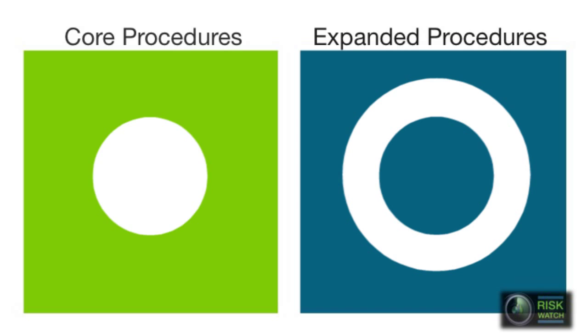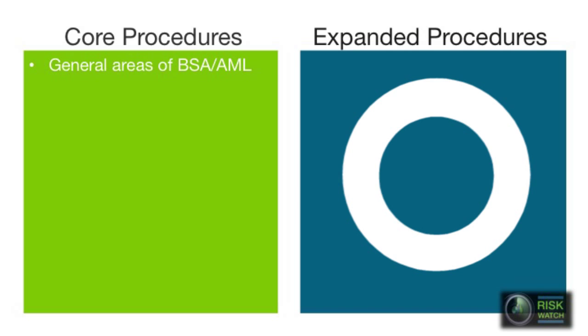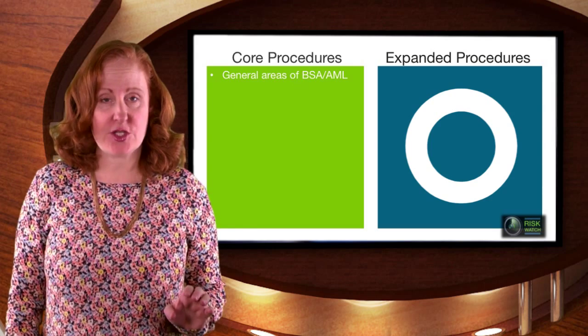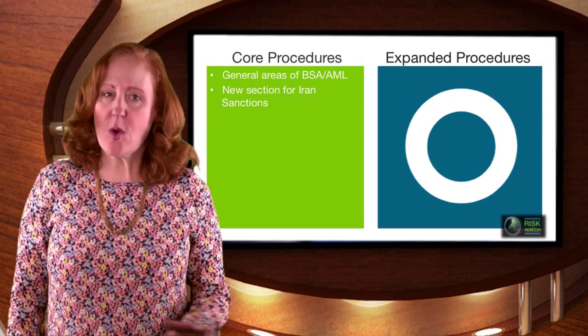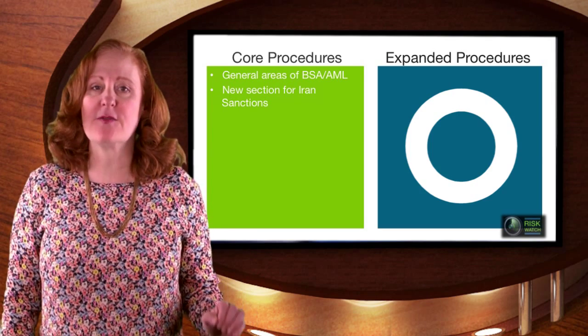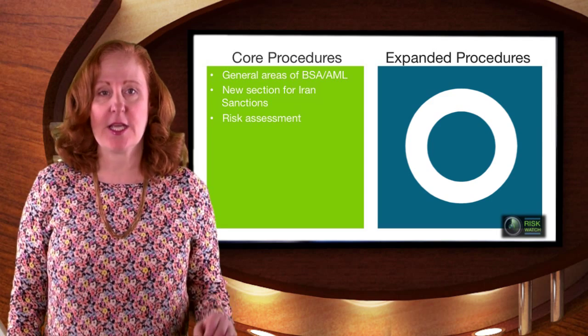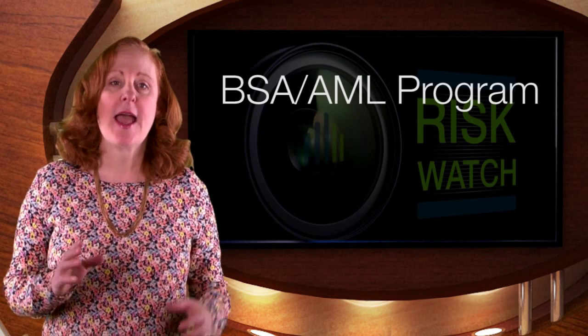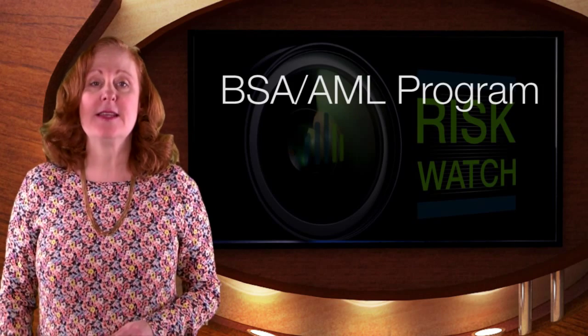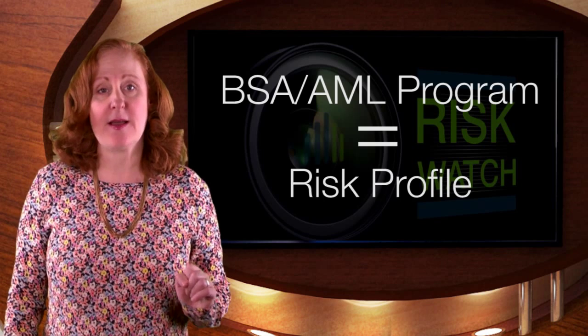This section focuses on the more general areas of BSA AML. Not much in this section has been changed, although the Iran sanctions have been given their own section. Without a question, it emphasizes the importance of utilizing the institution's risk assessment to establish the scope of the examination. This places the responsibility of conducting a meaningful risk assessment on the shoulders of a proactive institution. Doing so is one way to ensure that your institution's BSA AML program is commensurate with your risk profile.